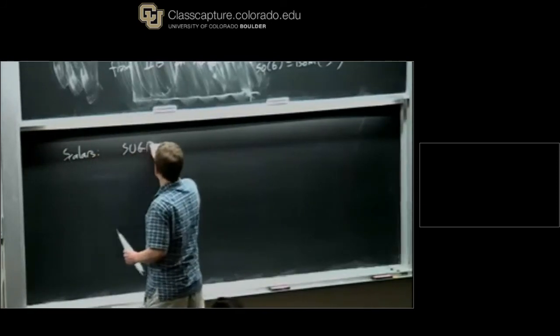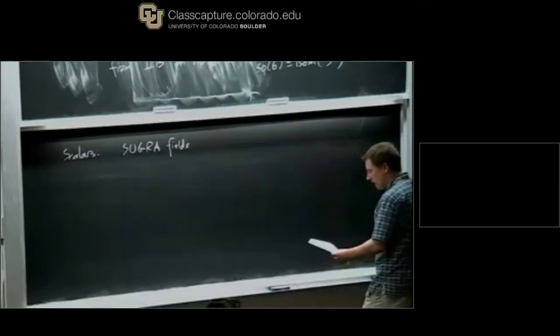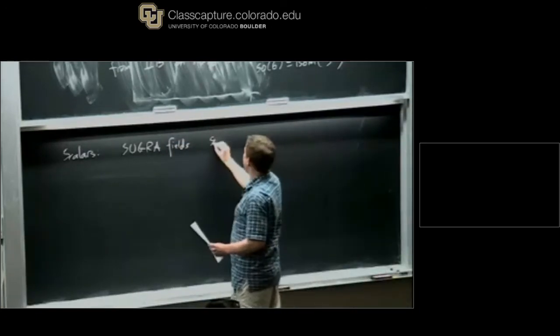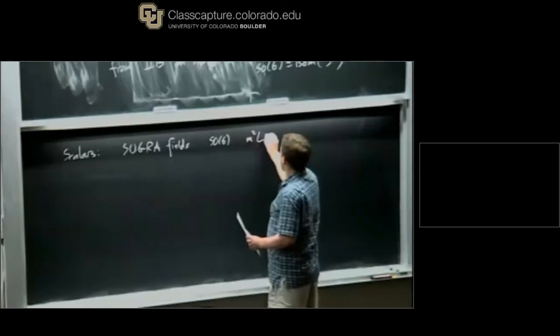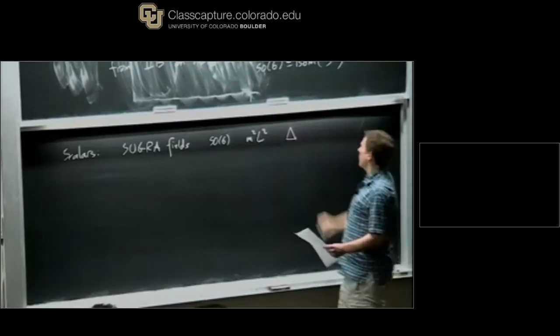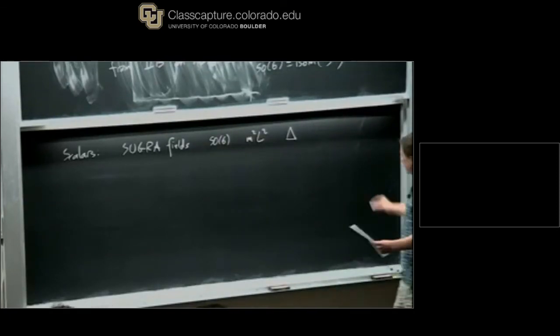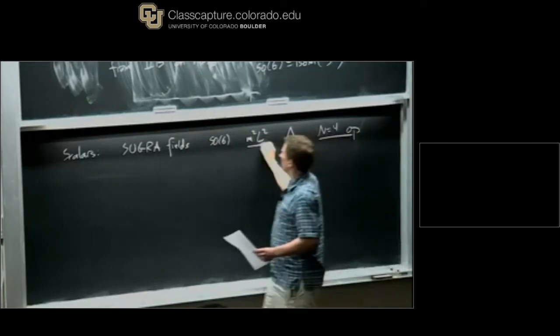So here's a table. First of all, what type IIB supergravity fields did these scalars come from? What are their SO(6) transformation properties? What is their mass in anti-de Sitter space? What is the dual conformal dimension corresponding to that? And what is the N equals 4 operator that they're dual to?